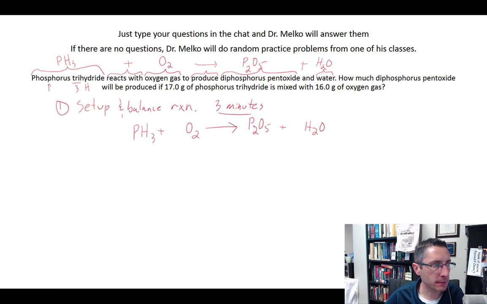Alright, so hopefully we've gotten something like this as far as the various compounds. Phosphorus trihydride, tri prefix is 3, so we know that's PH3, combining with oxygen gas, so O2, that's one of the diatomics. It produces diphosphorus pentoxide, so P2O5. Diphosphorus is 2 phosphoruses. Pent, like pentagon, is 5-sided. Pent is 5, so 5 oxygens. That's P2O5 plus water. And then we can go through and balance.